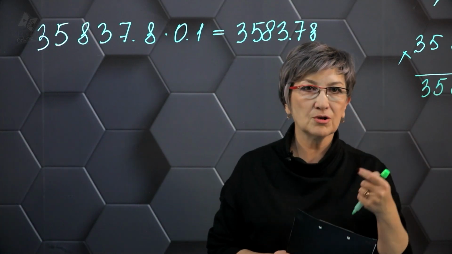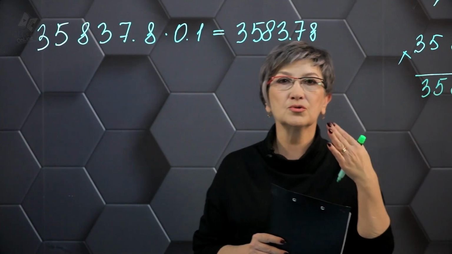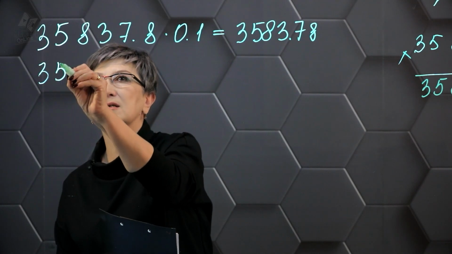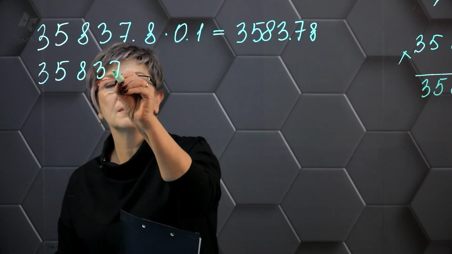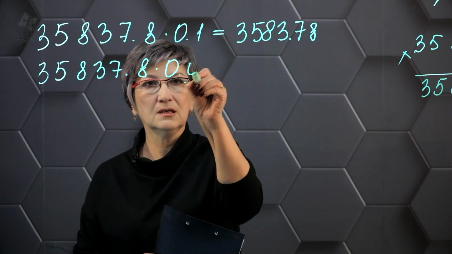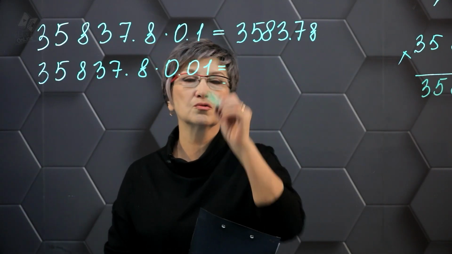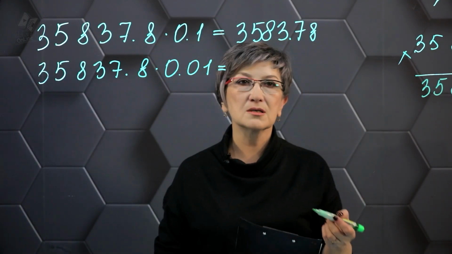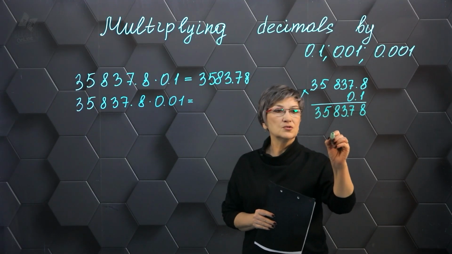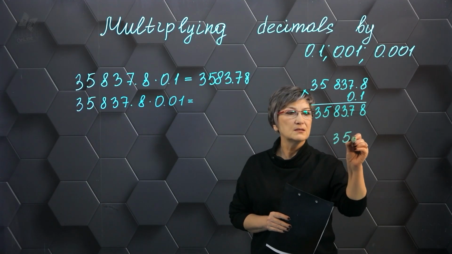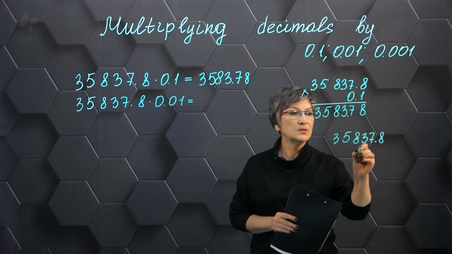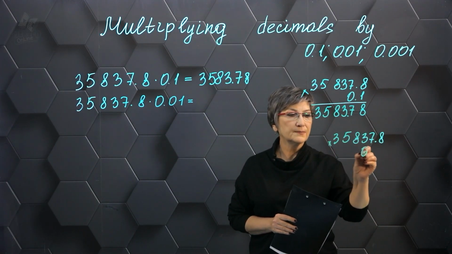Let's try and multiply that number again by 0.01. So that's 35,837.8. I multiply it by 0.01. What is the result? Let's multiply it again by 100. So, what do we get? 35,837.8 tenths. I multiply by 0.01.